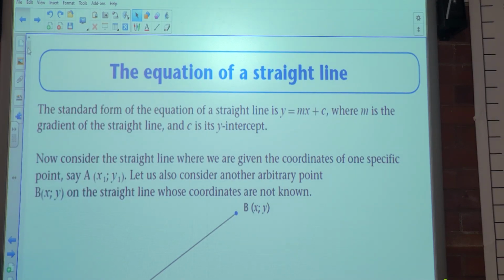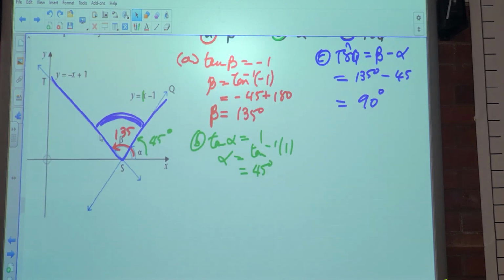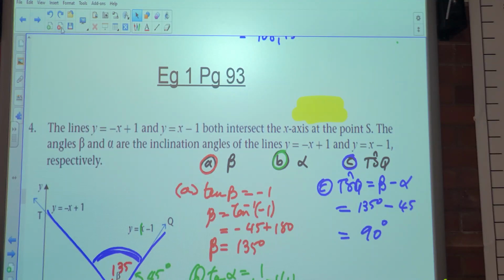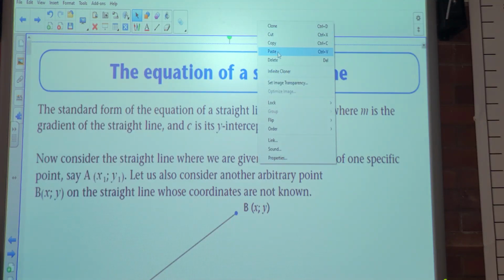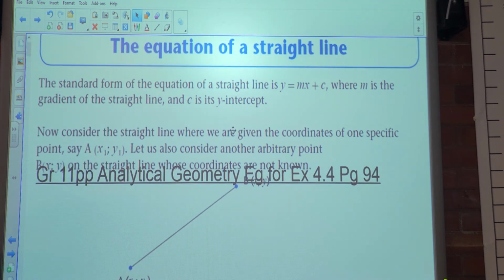So let's go with equations of a straight line. That's our heading for today. Equation of a straight line. So the standard form of the equation of a straight line is y is equal to mx plus c, where m is the gradient of the straight line and c is your y-intercept.